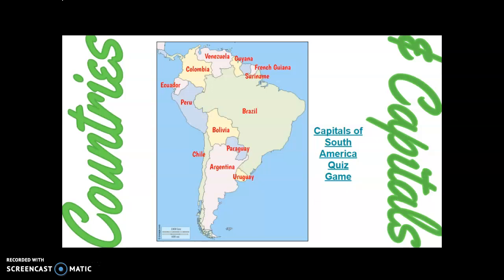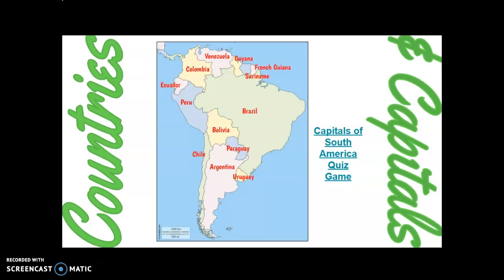French Guiana, which we said is not technically an independent country, but it does have a capital, even though it's an overseas department of France, and that's Cayenne, C-A-Y-E-N-N-E. Guyana's capital is Georgetown, G-E-O-R-G-E-T-O-W-N. Paraguay's capital is Asuncion, A-S-U-N-C-I-O with an accent, N. It means ascension, so it's kind of religious, like rising, like Jesus.